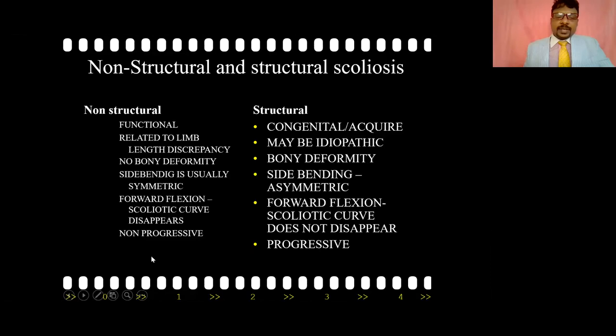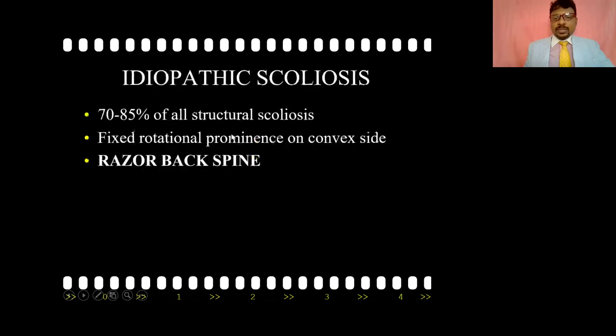Many different causative factors exist for structural and non-structural scoliosis. Functional scoliosis is related to limb length discrepancy, where any limb is altered in length, bony deformities, muscle weakness, or forward flexion. These are the non-structural scoliosis causative factors. Structural means because of any congenital abnormality, bony deformities, or a scoliotic curvature, which may change the progression of the curvature. These are the two types of scoliosis. Idiopathic scoliosis means there is no causative factor.